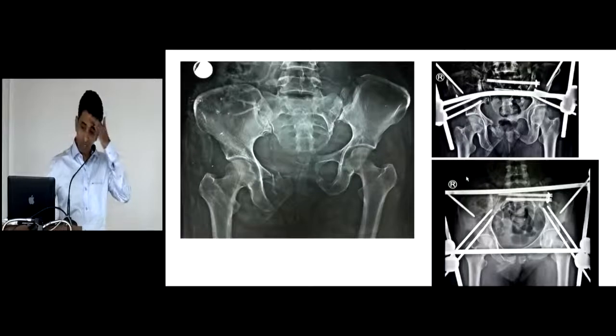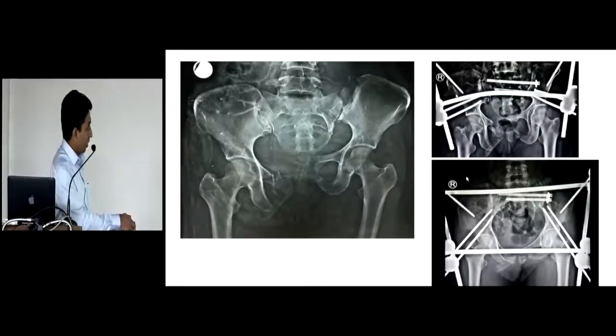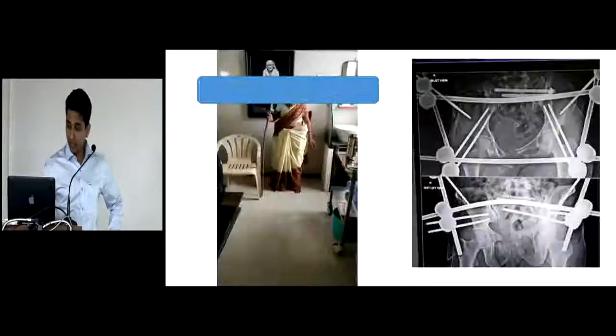Another case, a 40-year-old lady with a vertical shear fracture with again the urological injury, and she was again fixed by the orthogonal kind of fixator, two supraacetabular pins and one iliac crest pin, and that was fixed.